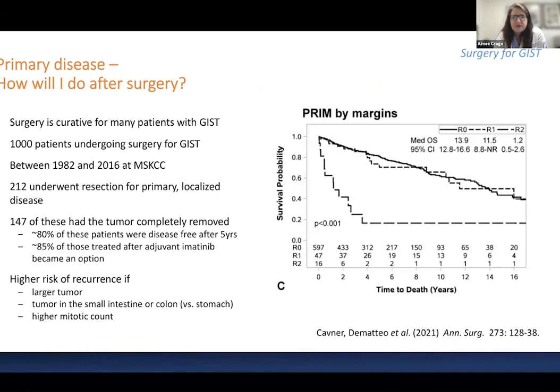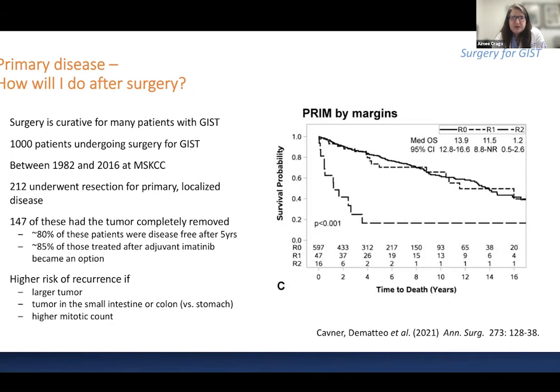So I've really kind of structured this talk around some common questions that patients ask me when they come to talk about surgery for their GIST tumors. Of course, one of the first questions many people will ask is, how am I going to do after surgery?